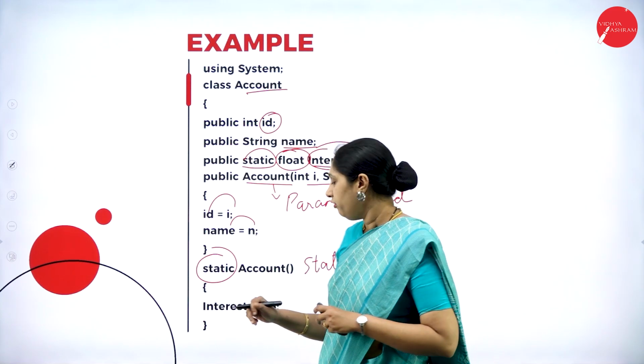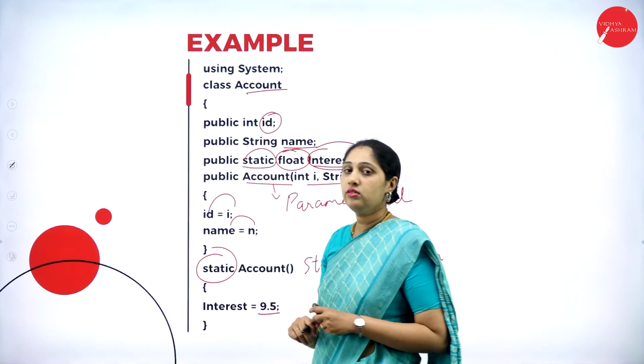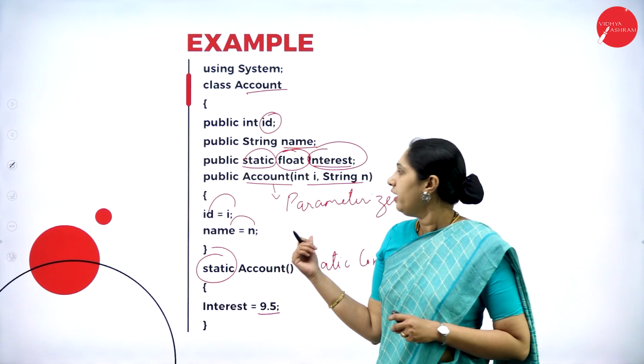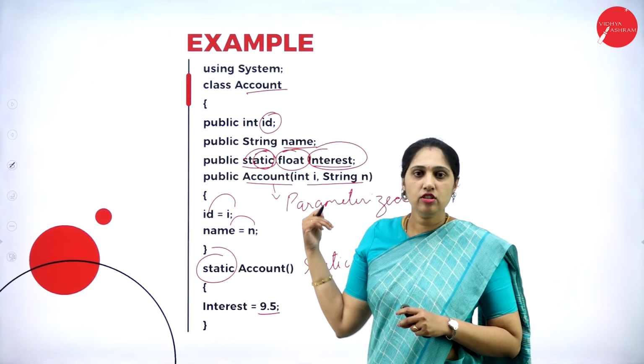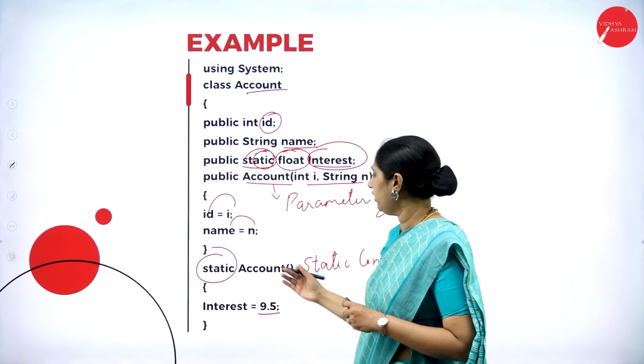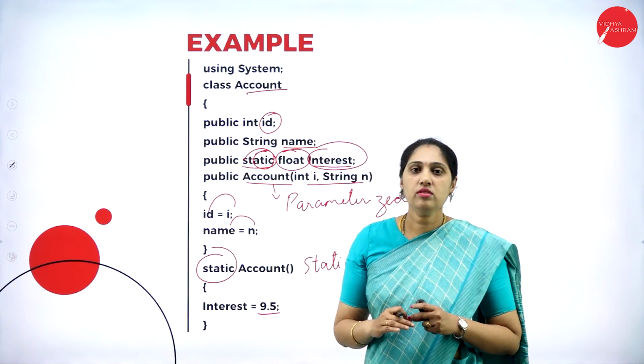What we do is, we initialize interest to 9.5. What is interest? Interest is a static variable that is of type float. So you all understood, right? In a static constructor, we will use the static field.